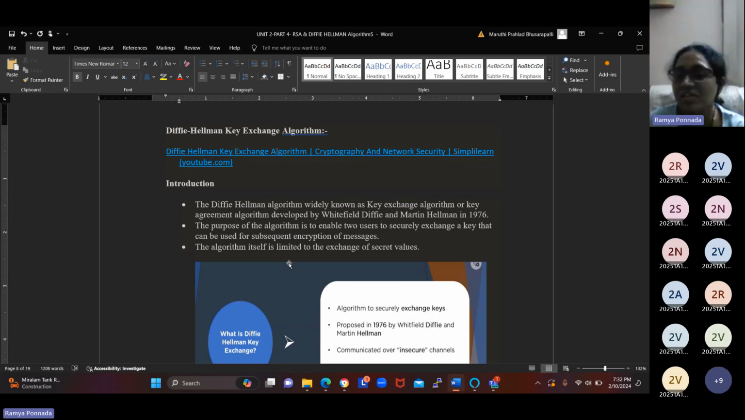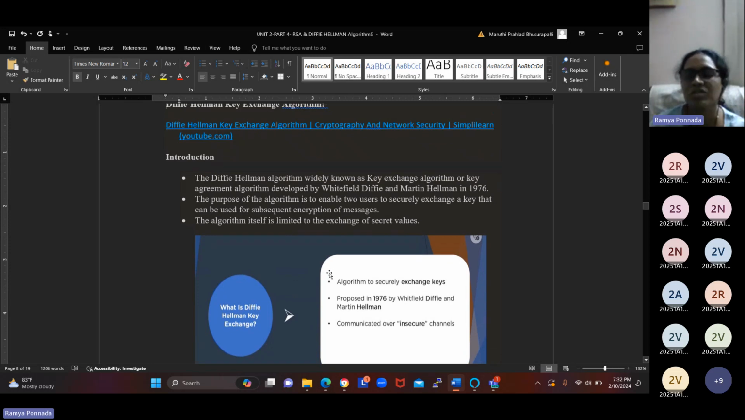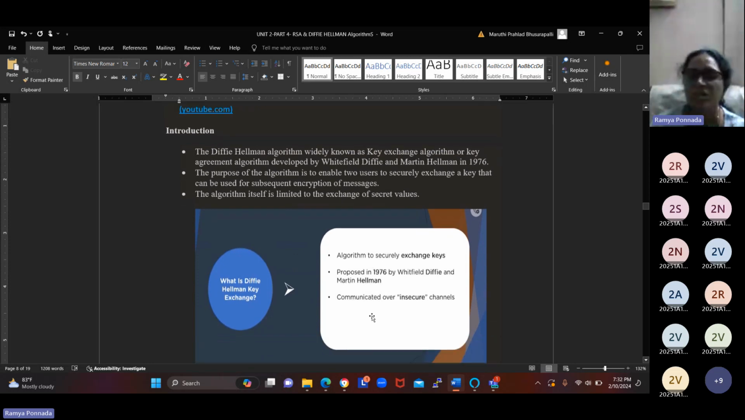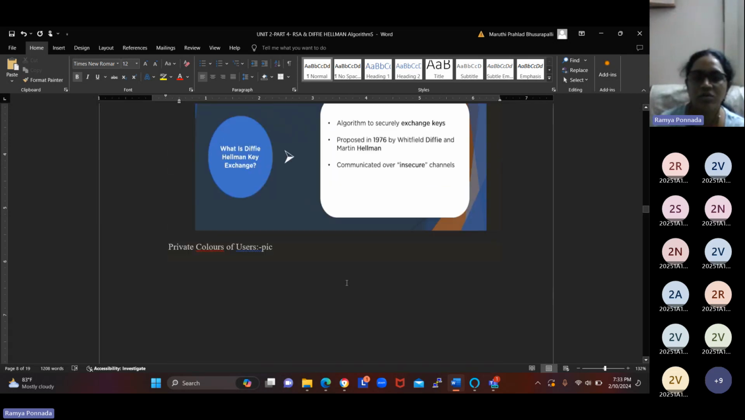If you remember, in the initial classes itself I said that whatever the message is, that plain text is converted into ciphertext and sent from the sender to the receiver. But the key which we send in cryptography is sent through a secure channel. Even if that channel is insecure, we want to protect our key. This is the thing we are addressing here. This Diffie-Hellman algorithm exchanges the secret values, even when they are communicated over insecure channels.